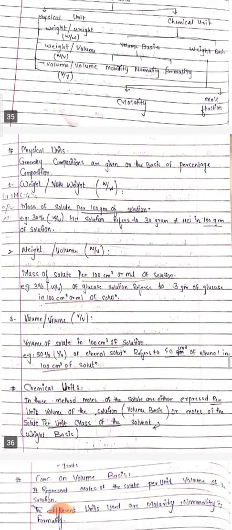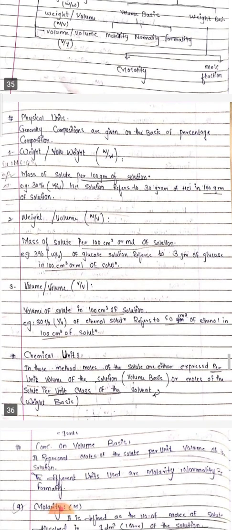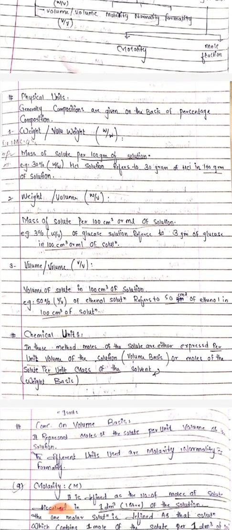First of all, we will talk about the physical units. Generally, the compositions are given on the basis of percentage composition. Weight by weight, W by W, is the mass of the solid per 100 gram of solution. Therefore, a 30% weight by weight HCl solution, how can you read it? 30 gram of HCl in 100 gram of solution. Weight by volume is the mass of solid per 100 cm3 or ml of the solution.